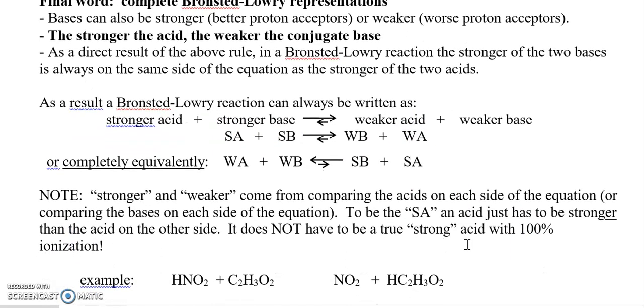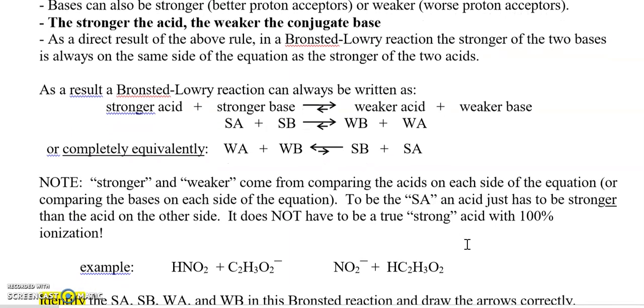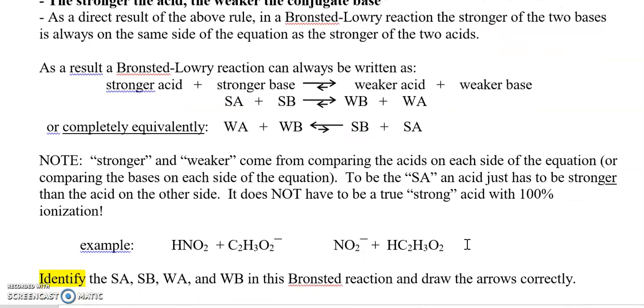All right. So let's see how you can do this. We've got an example here. All right, another slightly different Bronsted Lowry reaction. And what I want you to do is identify the stronger acid, the stronger base, the weaker acid, and the weaker base on this activity. We'll have you do that on Ed Puzzle. All right, and then you're going to draw in the arrows correctly.